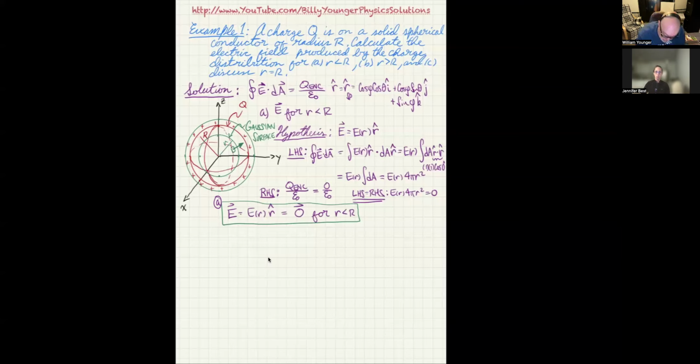Whoa, I did it perfectly. So this is Gaussian. Whoa. So this is Gaussian.